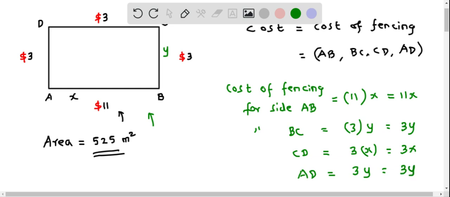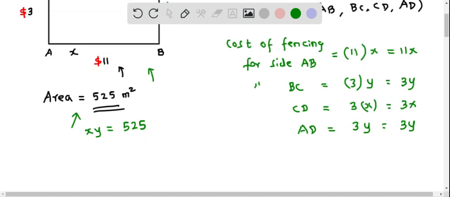Now we will find a relation between X and Y using the area information. We know that the area of a rectangle is XY. So XY equals 525, and from this we can determine Y. Therefore we can write Y equals 525 over X. So this is the relation between X and Y, and we will use this in the cost function.